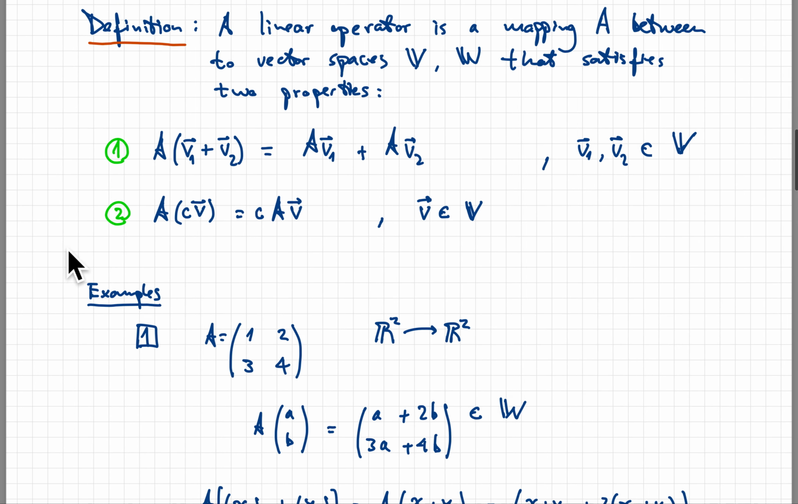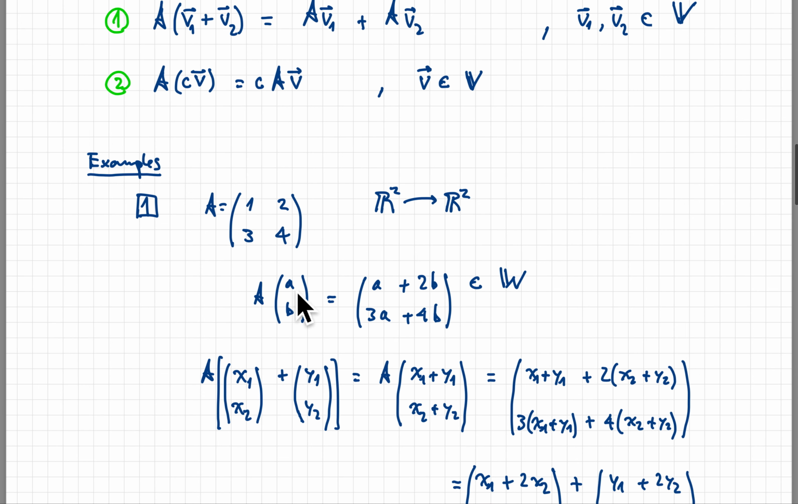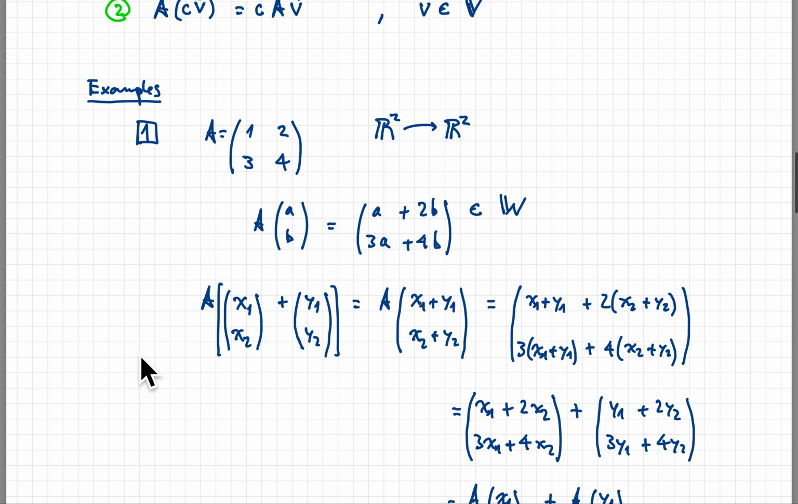And of course, a very simple example of that is a matrix that I call here A with components 1, 2, 3, and 4. It's a mapping between the two-component vectors with real entries and itself. So it's a mapping from R2 to R2. And indeed, if you apply your matrix A to a two-component vector (a, b), then you get this result: a plus 2b and 3a plus 4b. That is a vector in our target space, which is W, which is R2. Of course, these two components are both real, and no problem there.